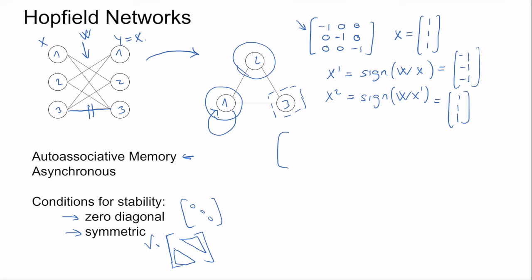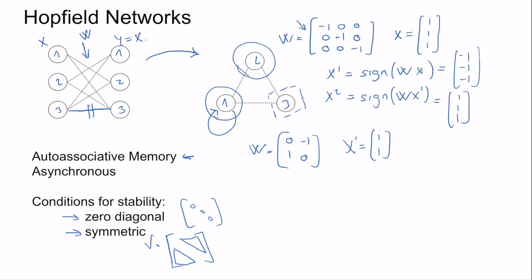And the other condition was that the matrix of weights needs to be symmetric. So let's try with a non-symmetric matrix of weights. So now we have 0 diagonal, but the matrix is not symmetric. So this is W. And now let's just update these things asynchronously. So for instance, let's just say we have x1 is equal to 1, 1.